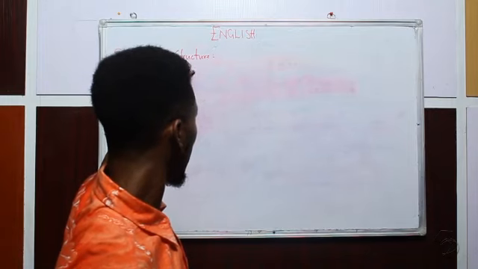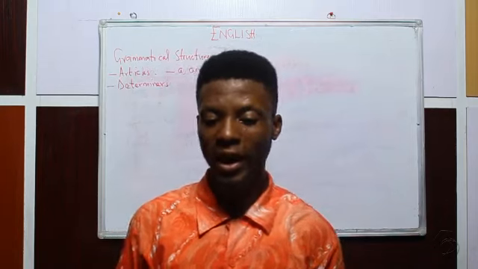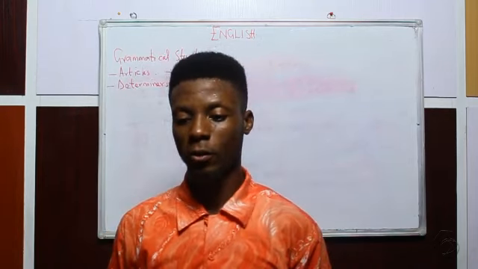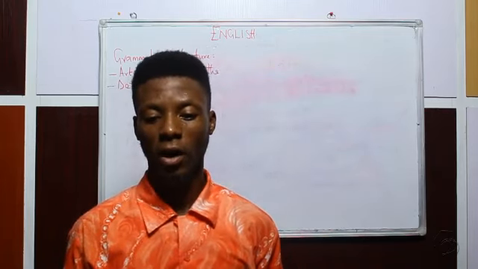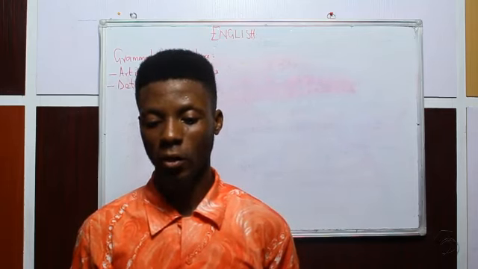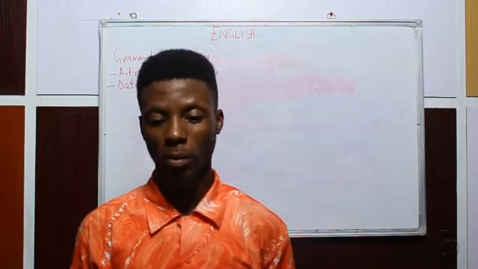A, an, and the. A and an are called indefinite articles, while the is a definite article. Whereas an indefinite article is used to transform a noun into a noun phrase, or an adjective into an adjective phrase for a general reference purpose.